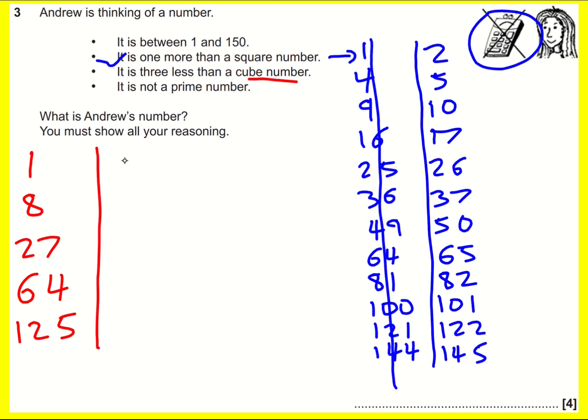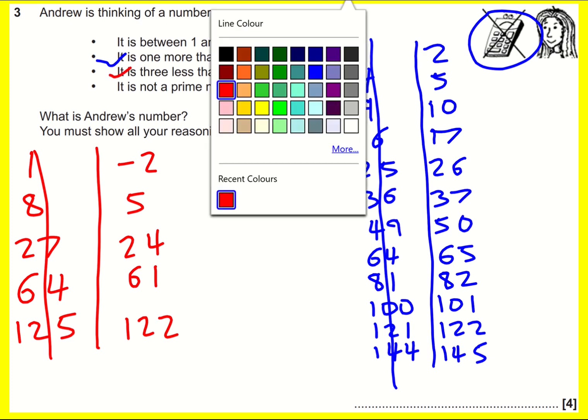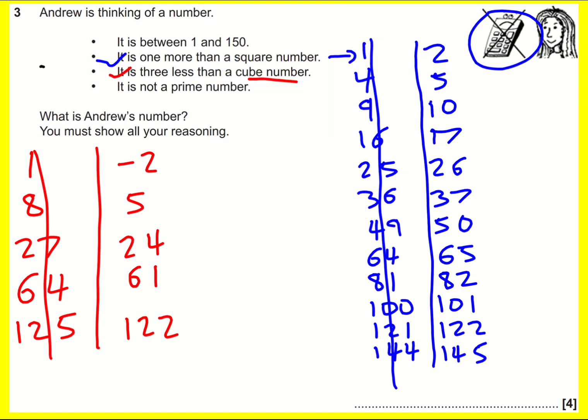And then 3 less than the cube number: 5, 24, 61, and 122. So I've now written down in red all the ones up to 150 that are 3 less than a cube number. So now we can scan down the list and look for where they're in both lists.